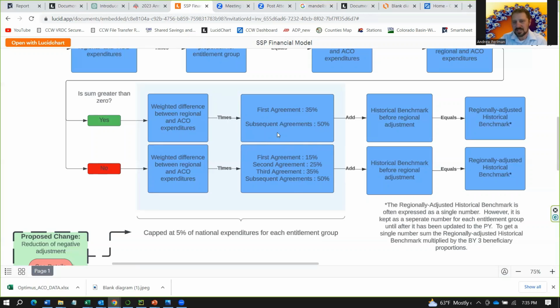So now that we've multiplied our differences by these weights based on your agreement period, that gives us our regional adjustment, and we simply add that to the historical benchmark, and that gives us our regionally adjusted historical benchmark.